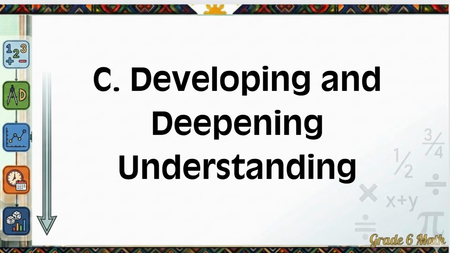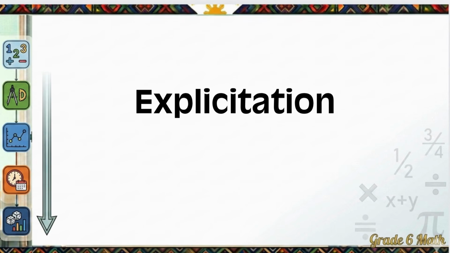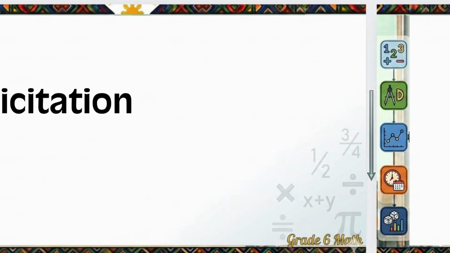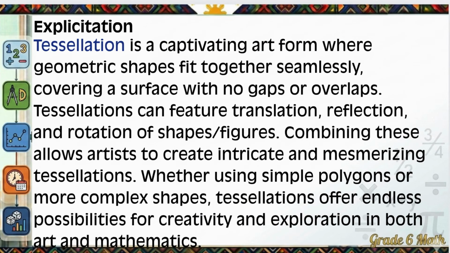Developing and deepening understanding. Explicitation. Tessellation is a captivating art form where geometric shapes fit together seamlessly, covering a surface with no gaps or overlaps. Tessellations can feature translation, reflection, and rotation of shapes, figures. Combining these allows artists to create intricate and mesmerizing tessellations. Whether using simple polygons or more complex shapes, tessellations offer endless possibilities for creativity and exploration in both art and mathematics.